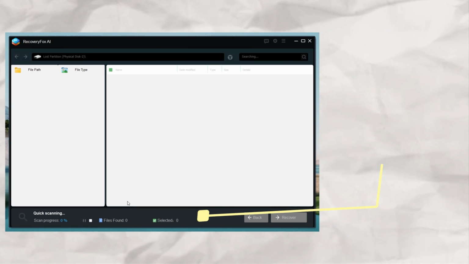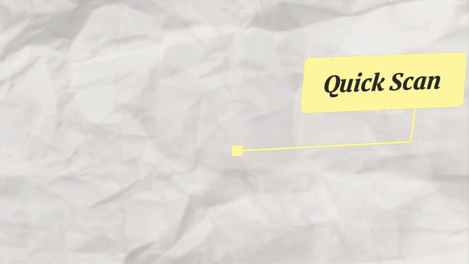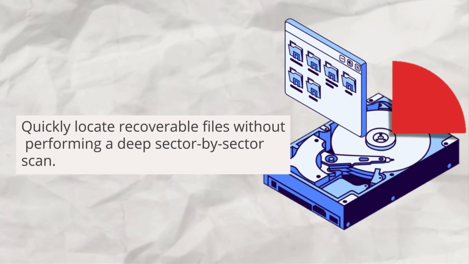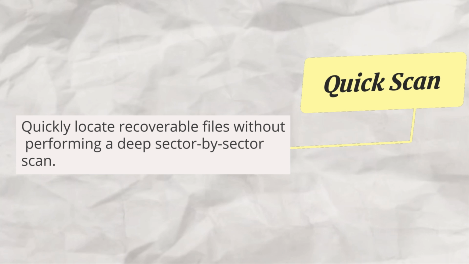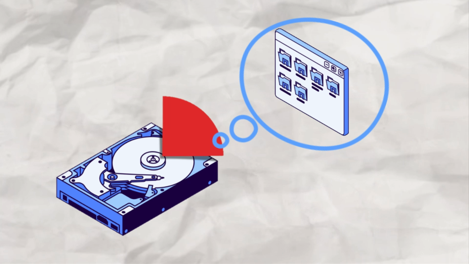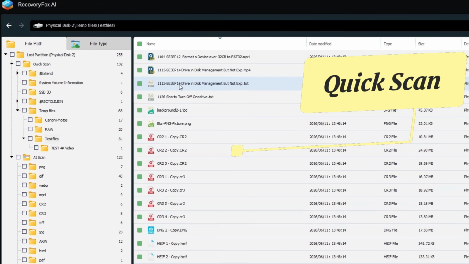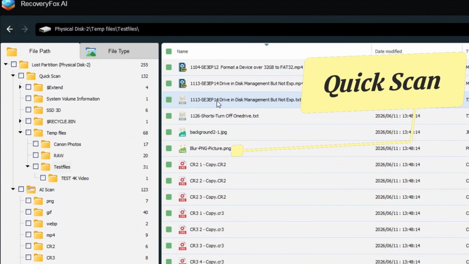RecoveryFox AI starts with its Quick Scan mode. This scan focuses on locating existing file system information and file references that may still be intact on the deleted partition. Because the file table often survives partition deletion, Quick Scan can quickly locate recoverable files without performing a deep sector-by-sector scan. As the scan progresses, recovered files begin appearing almost immediately. One major advantage of Quick Scan is that it can often preserve the original file names and folder structure, making it much easier to locate the files you need.